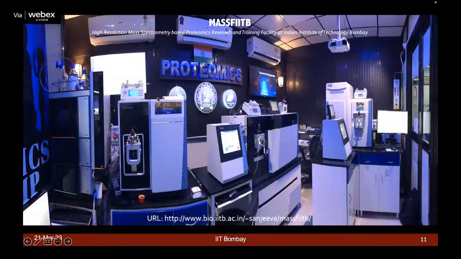So at IIT Bombay, we have this mass spectrometry facility, which is a national proteomics facility for research and training, equipped with various instrumentation and technology. Like what you see here is Orbitrap Fusion, which I spoke about, a tribrid mass spectrometer. This is the LC-MS/MS Q Exactive mass spectrometer, which is a hybrid mass spectrometer, and this is a triple quadrupole based TSQ Altis.